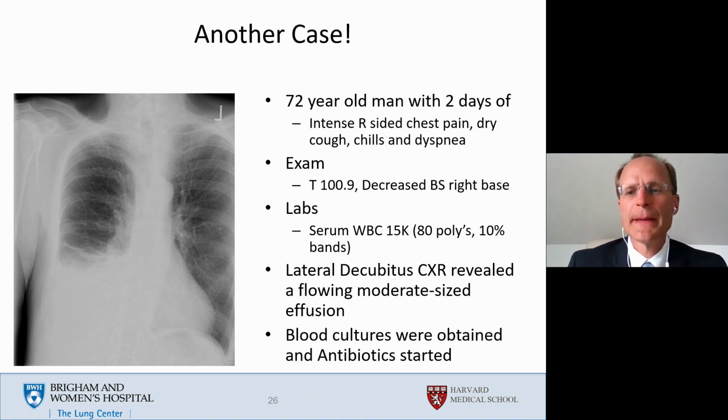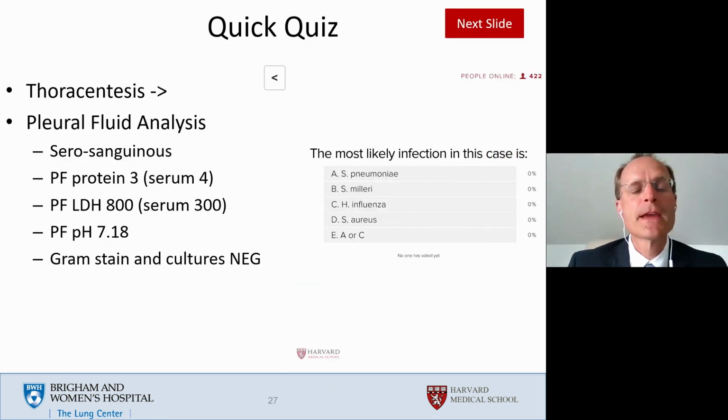This is a 72-year-old man with 2 days of right-sided chest pain, dry cough, chills and dyspnea, febrile with a leukocytosis, and a moderate free-flowing pleural effusion. Blood cultures were obtained and antibiotics started. This is a case of highly suspicious infection or parapneumonic effusion. Thoracentesis was done urgently, which is appropriate, and revealed an exudate with a high LDH and a pH of 7.18. Gram stain and cultures were negative.